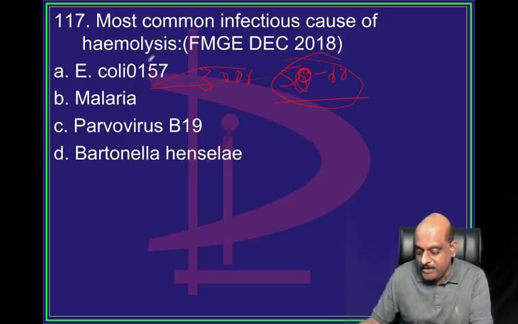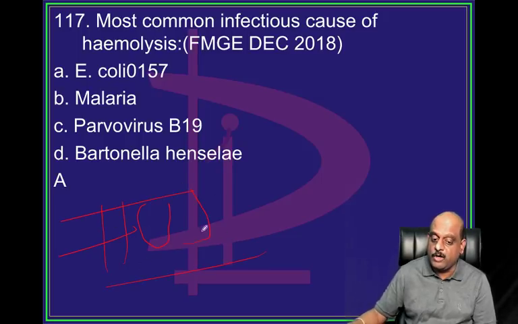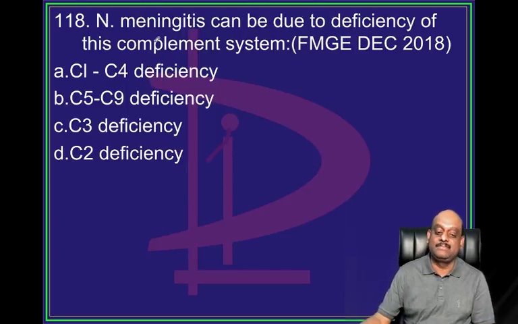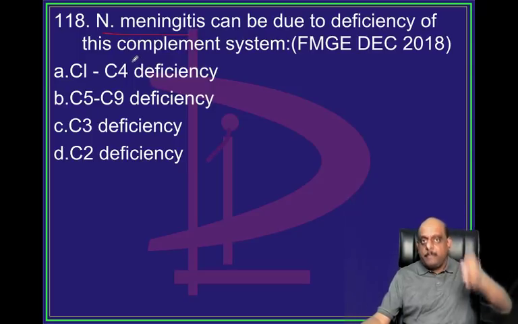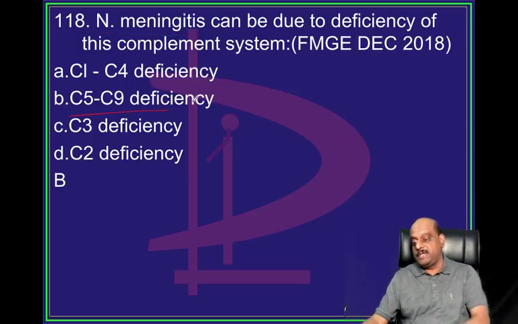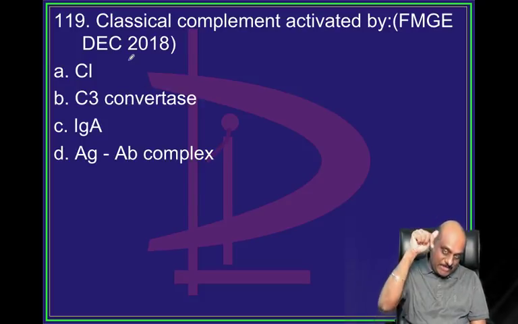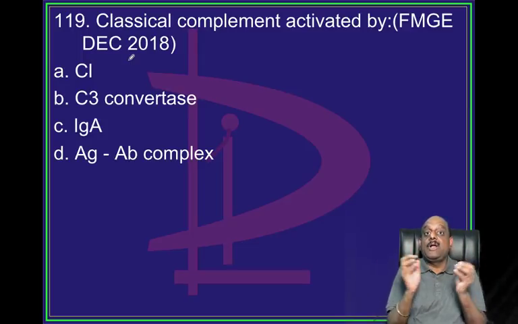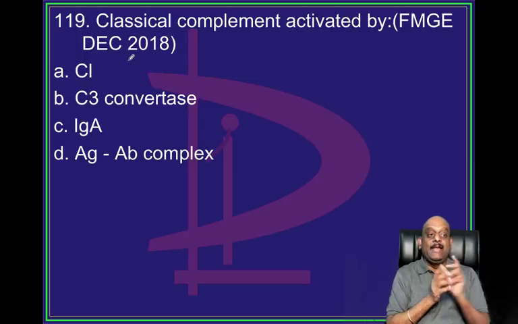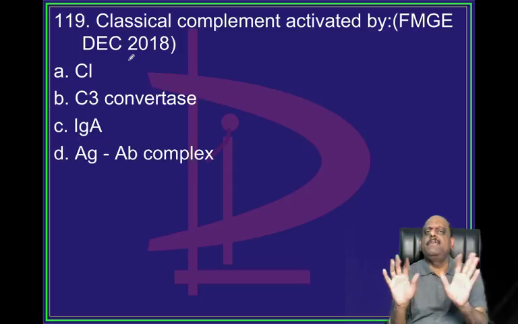Now, most common infectious disease leading to hemolysis, hemolytic uremic syndrome, is because of E. coli O157 strain. Neisseria meningitis, terminal complement component pathway deficiency, C5 to C9. डॉक्टर कल के एग्जाम में भी, आज के एग्जाम में भी क्लासिकल अल्टरनेटिव complement pathway, which are anaphylatoxins, chemotactic factors, everything should be ready.